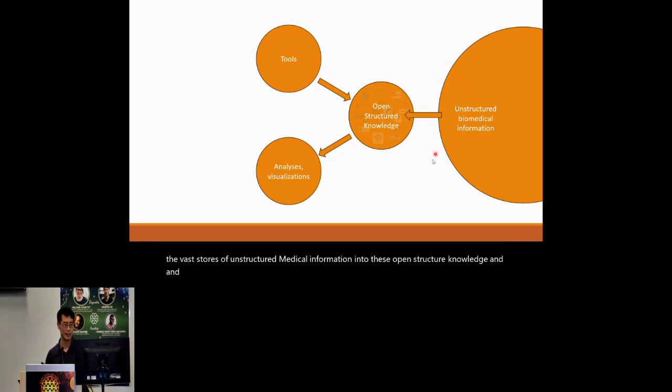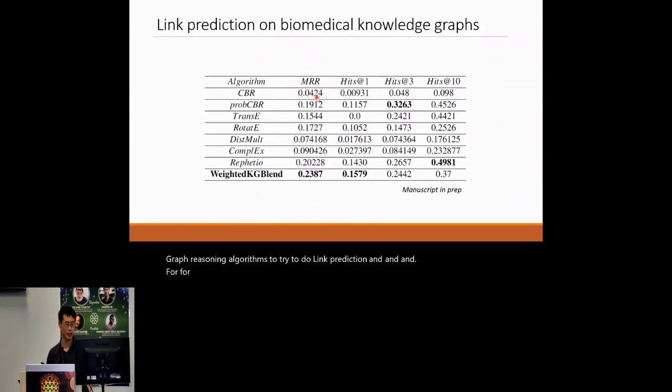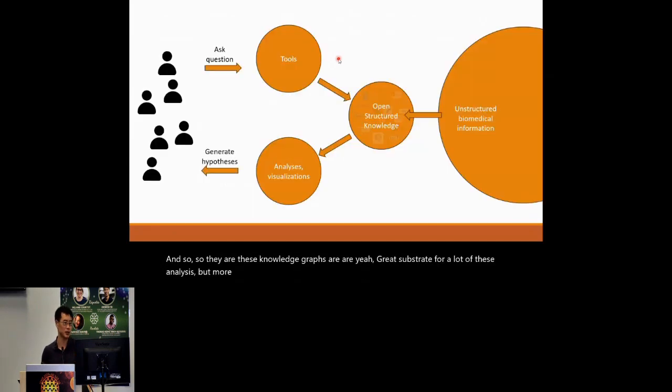And just to allude, these knowledge bases have value in their own right. So some of the things we're doing right now, we're looking at various graph reasoning algorithms to try to do link prediction and, for example, drug repositioning. And so these knowledge graphs are a great substrate for a lot of these analyses. But more broadly, we also think about these tools because they are our window to the vast broader community of non-computational scientists, where non-computational scientists can ask questions on these tools and use those results to generate hypotheses.